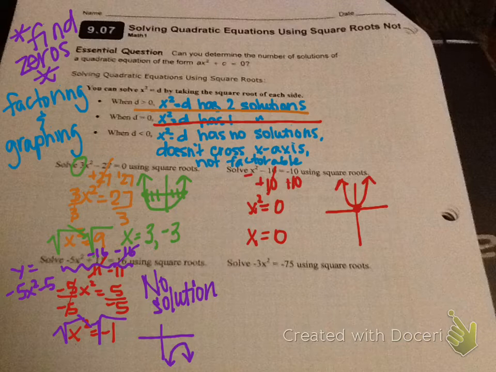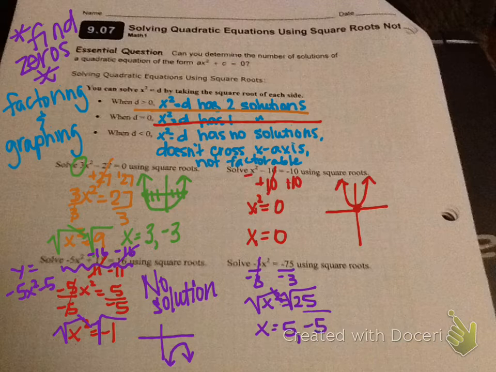And then the next one, we can divide by -3. I get x squared equals 25. So when I square root that, I get 5 and -5 for my two zeros.